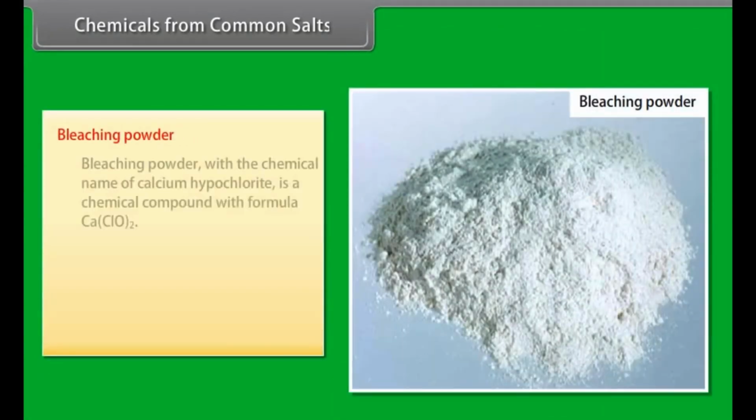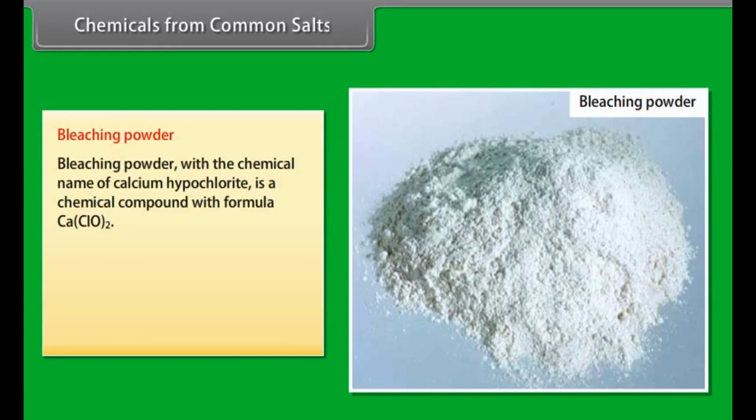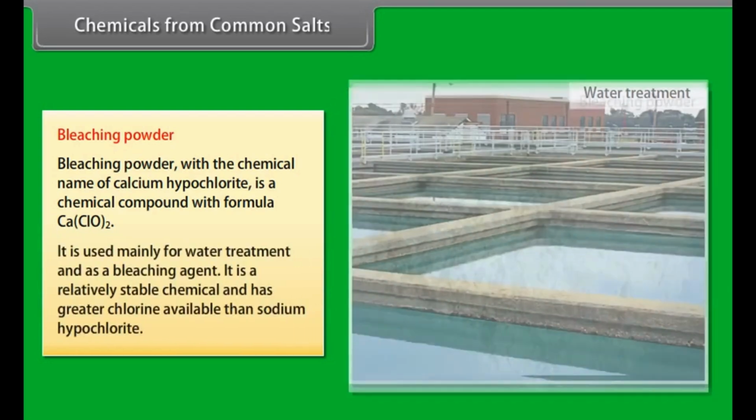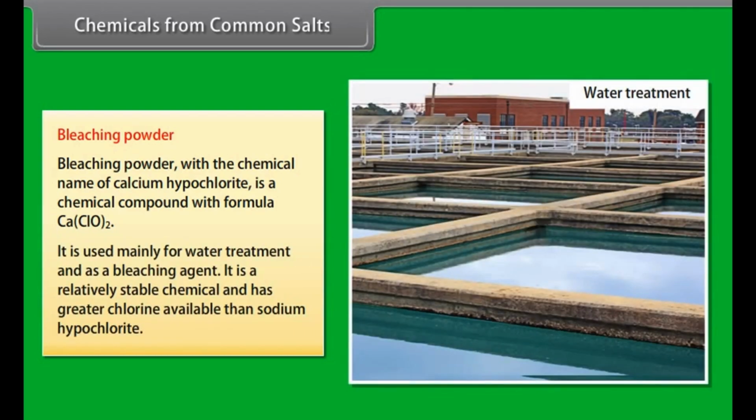Bleaching powder. Bleaching powder, with the chemical name of calcium hypochlorite, is a chemical compound with the formula CaClO2. It is used mainly for water treatment and as a bleaching agent. It is a relatively stable chemical and has greater available chlorine than sodium hypochlorite.